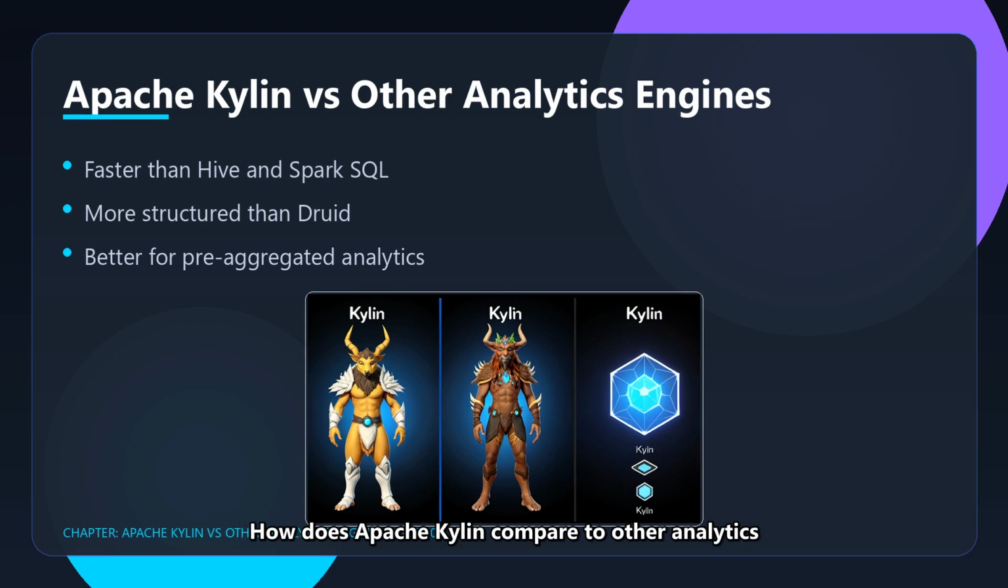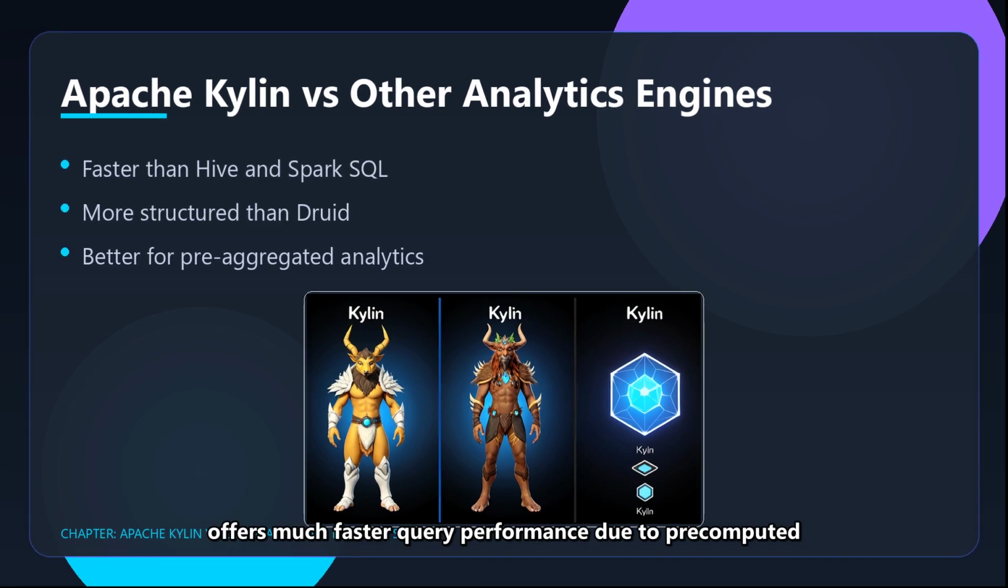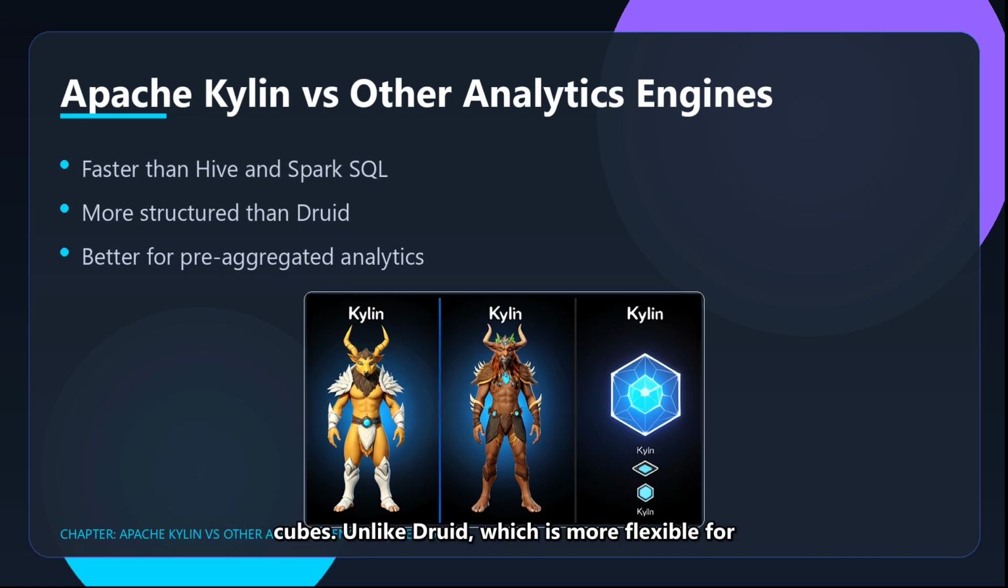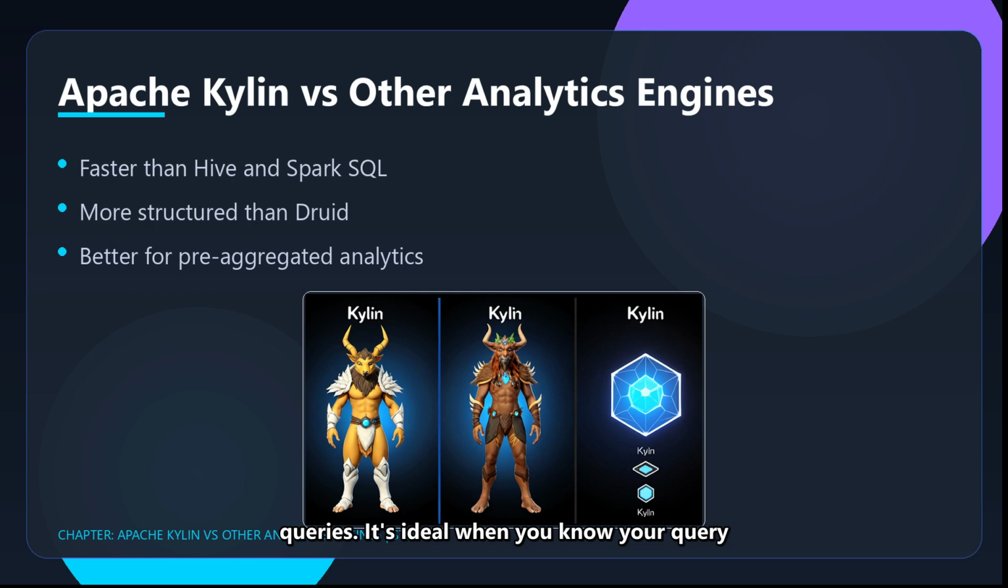How does Apache Kylin compare to other analytics engines? Compared to Hive and Spark SQL, Kylin offers much faster query performance due to precomputed cubes. Unlike Druid, which is more flexible for real-time analytics, Kylin is optimized for structured, pre-aggregated queries. It's ideal when you know your query patterns in advance.